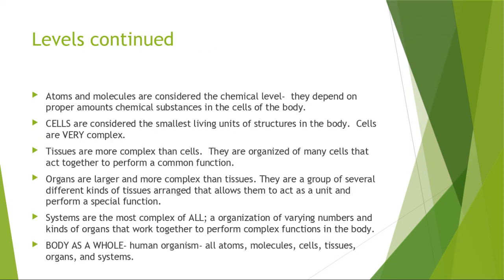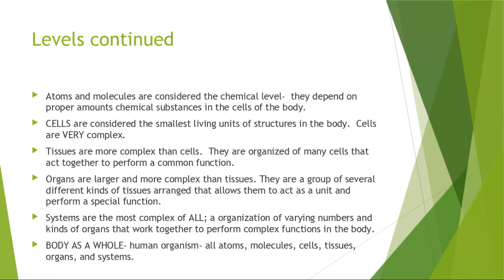So the body has different levels. Atoms and molecules are considered the chemical level. They depend on proper amounts of chemicals and substances in the cell body. Cells are considered the smallest living structures in the body. Tissue is more complex than cells. They are considered to be organized cells that act together to perform one common action.